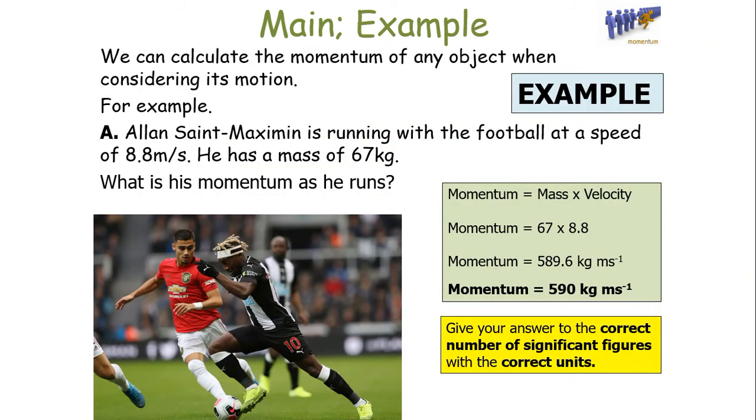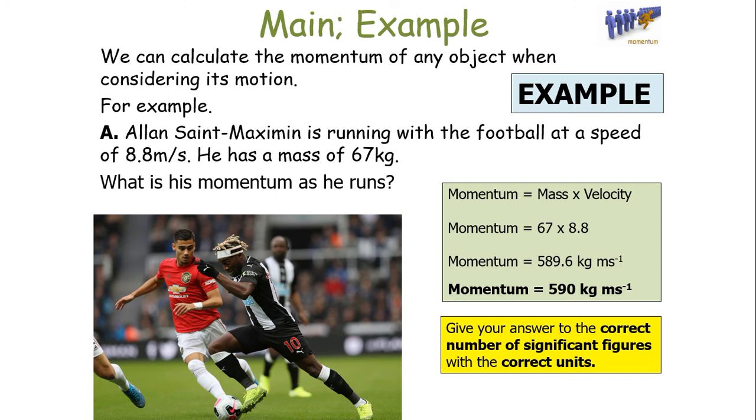Now, let's look at an example of how to calculate the momentum of an object when considering its motion. So we can calculate the momentum of any object when it's in motion. So, for example, Alan Saint-Maximin is running with the football at a speed of 8.8 meters per second. He has a mass of 67 kilograms. What is his momentum as he runs?